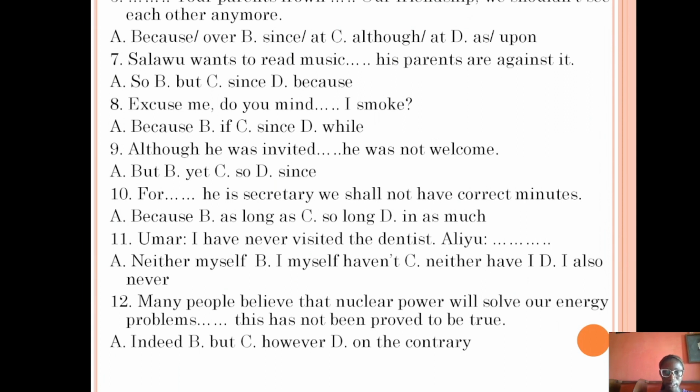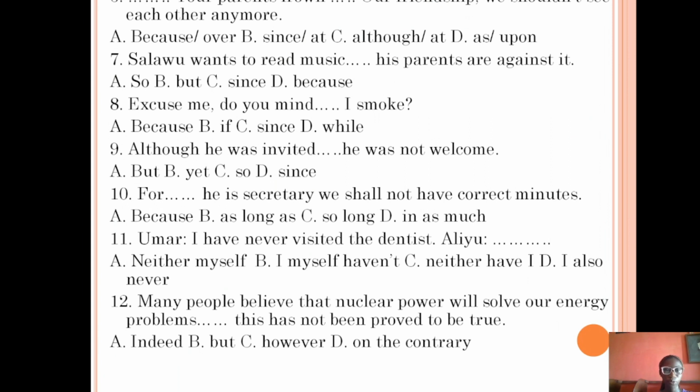Question 11 was written in the manner of a dialogue. So we have Umar saying, I have never visited the dentist. Then Ali, who says dash. Now let's look at our options. Option A, neither myself. Option B, I myself haven't. Option C, neither have I. Option D, I also never. The correct option is option C, neither have I.